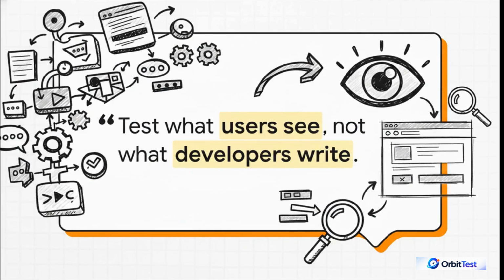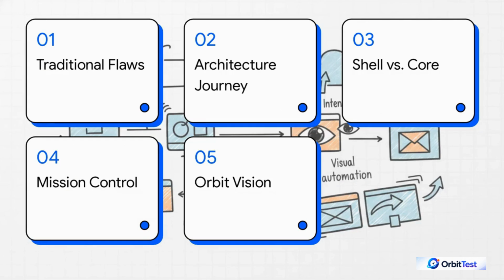Test what users see, not what developers write. That quote right there, that perfectly captures OrbitTest's core philosophy. For years, traditional frameworks have basically forced engineers to interact with applications through deeply hidden implementation details. I'm talking about brittle CSS selectors and incredibly fragile UI hierarchies. OrbitTest just throws that whole concept out the window. It shifts the focus entirely away from that hidden HTML structure and puts it directly onto the actual visual user experience.